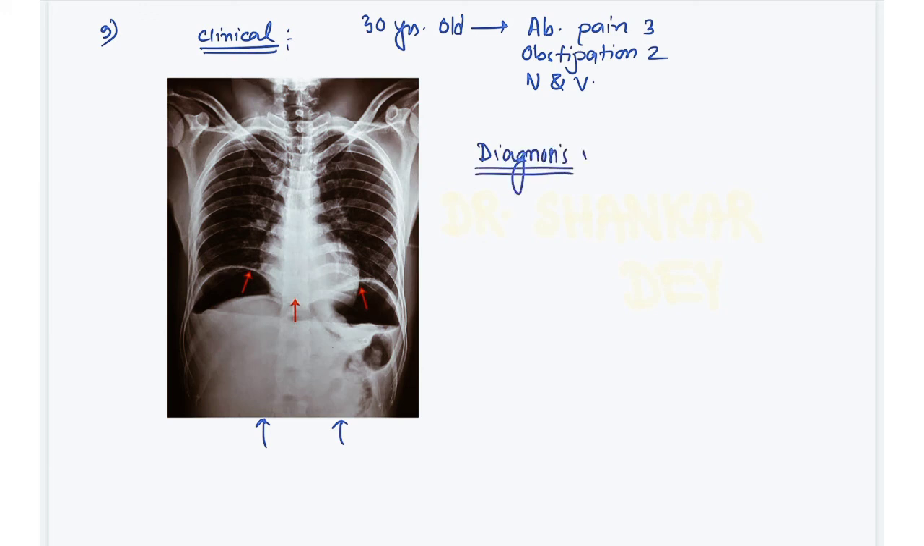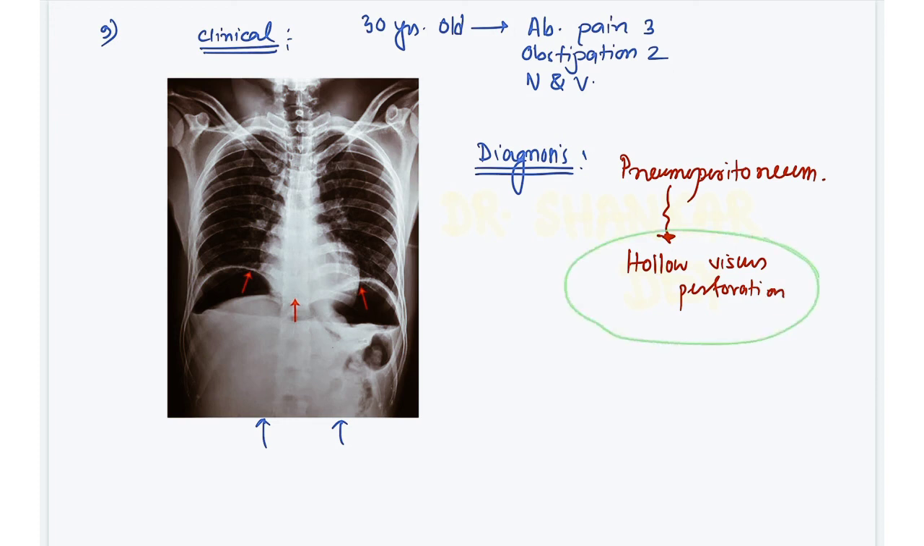This is also a repeat question from previous year questions. So this is nothing but pneumoperitoneum. But in this session, the pneumoperitoneum option was not there. The examiner has twisted the options. In place of pneumoperitoneum, the option was hollow viscus perforation. So the answer will be hollow viscus perforation, which causes pneumoperitoneum. So this X-ray is suggestive of pneumoperitoneum, hollow viscus perforation.